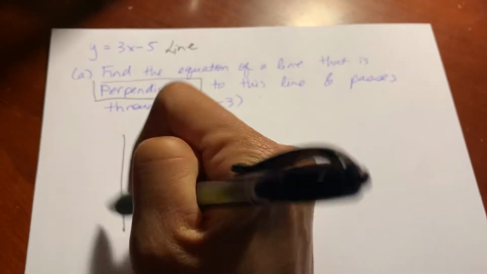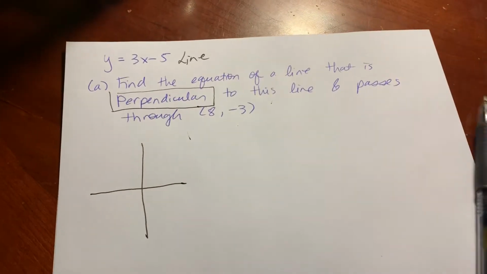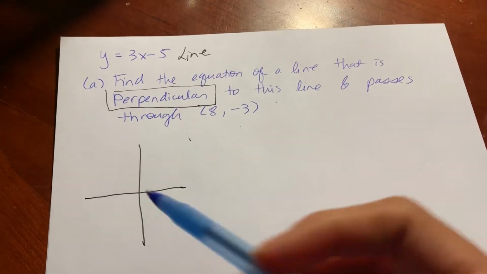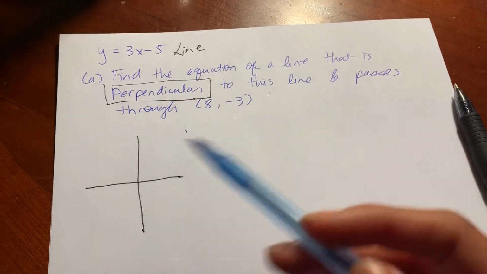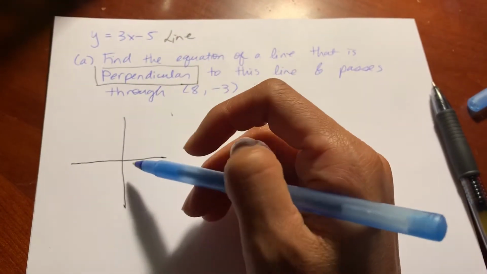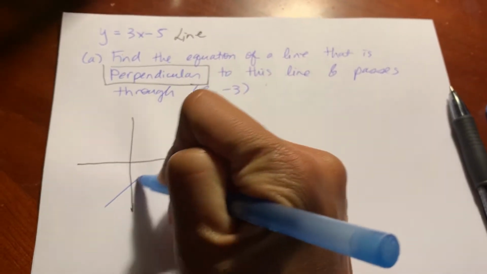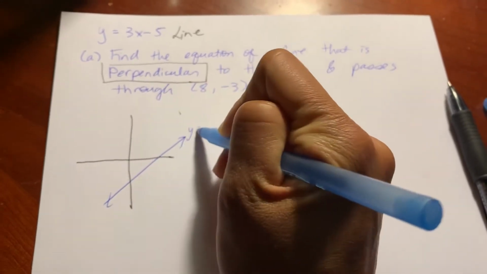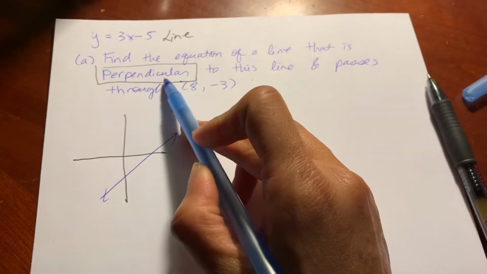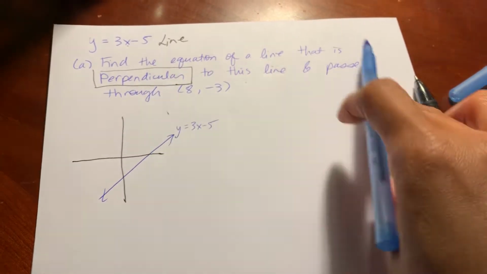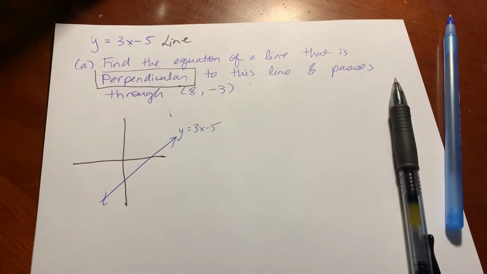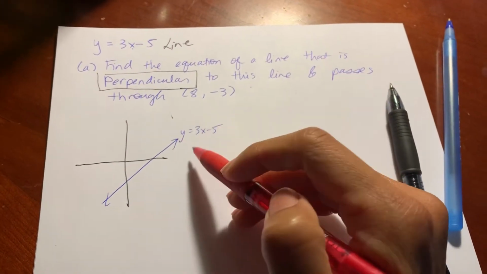So in terms of just creating a visual of what's going on in this problem, y equals 3x minus 5. And again, you don't need to know the visual in order to do this problem, but just in terms of explaining it, it might help. So y equals 3x minus 5 looks something like this. That's this line. And they're asking us to find the equation of a line that's perpendicular. So perpendicular means that it intersects this line at a 90-degree angle and passes through the point (8, -3).